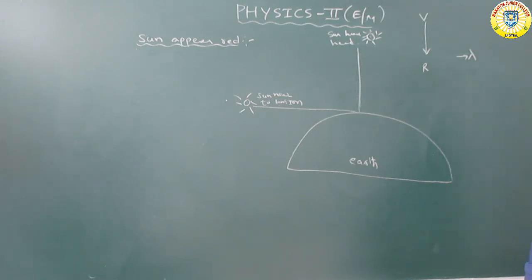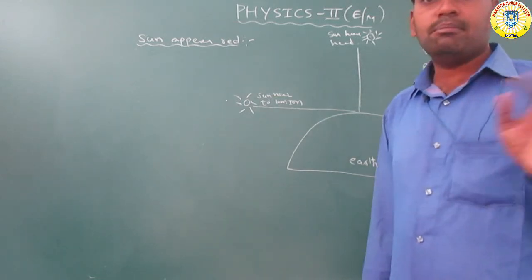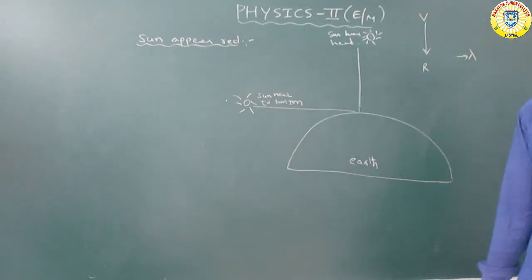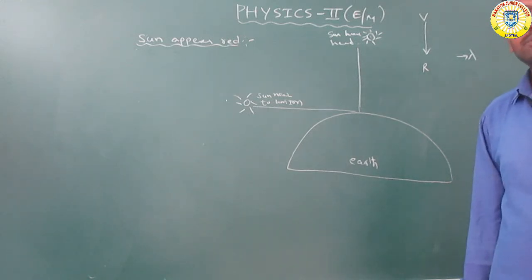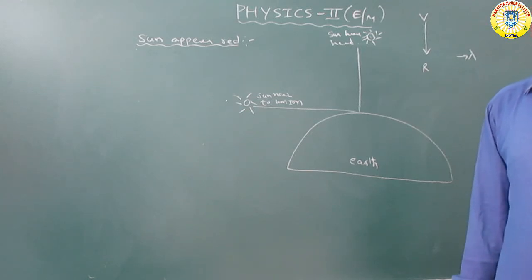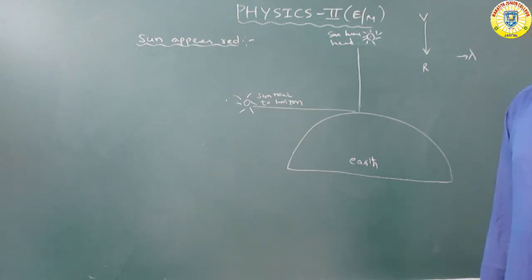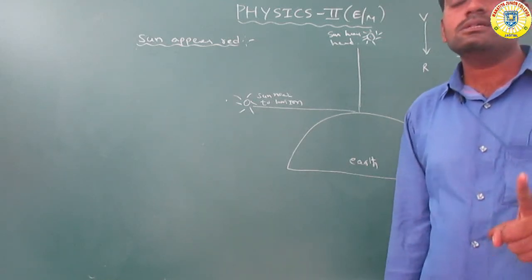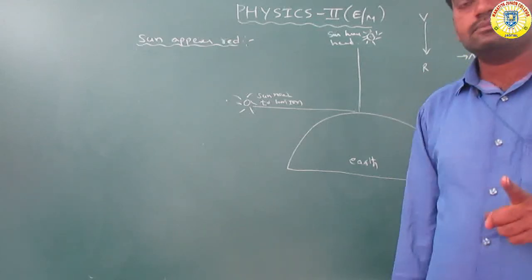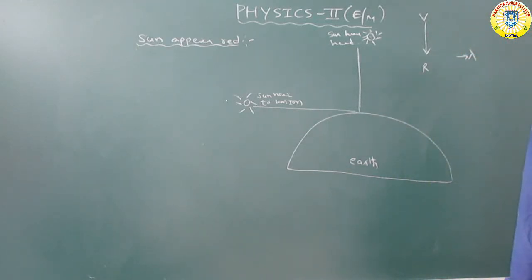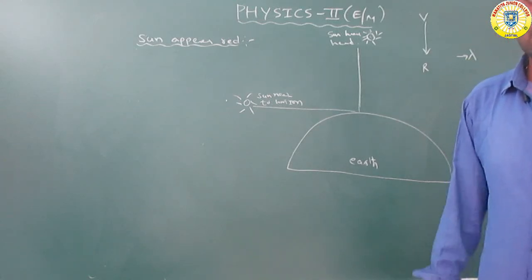The atmosphere consists of a number of particles, vapors, dust and smoke particles, which scatter the light. The blue and other colors are scattered more and escape into space, and only the least scattered color, red, reaches our eye. Also, its wavelength is more compared to the other colors.